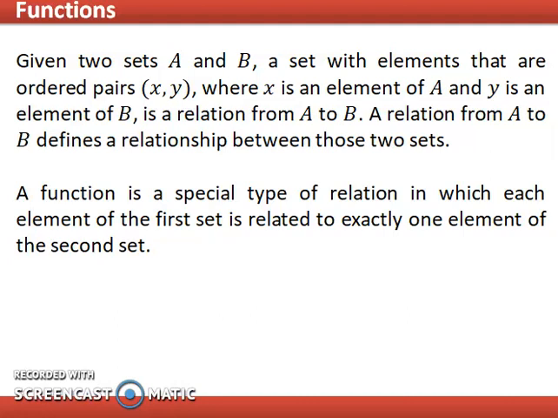Given two sets A and B, a set with elements that are ordered pairs x, y, where x is an element of A and y is an element of B, is a relation from A to B. A relation from A to B defines a relationship between those two sets. A function is a special type of relation in which each element of the first set is related to exactly one element of the second set.